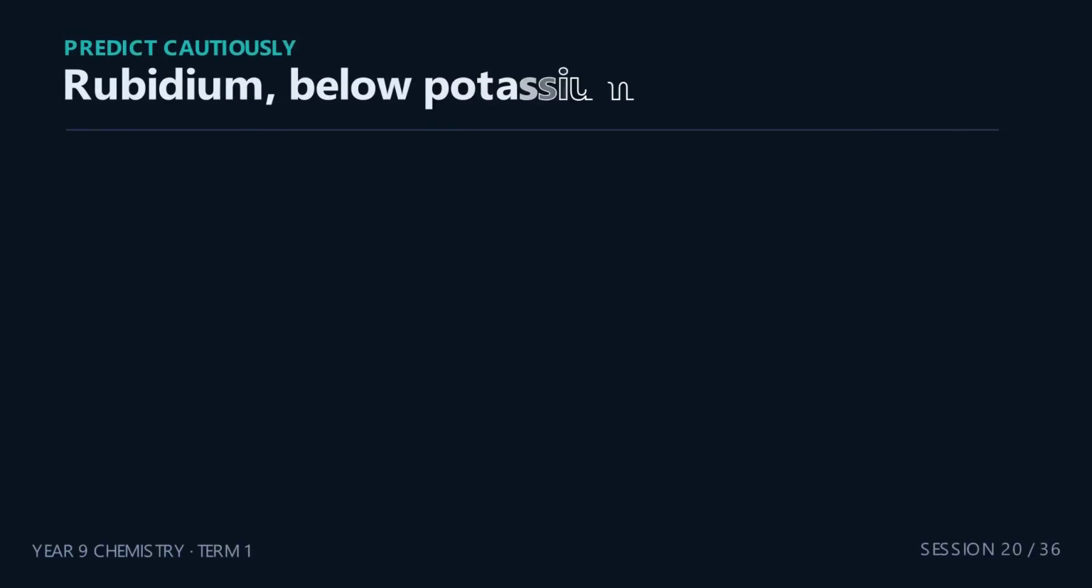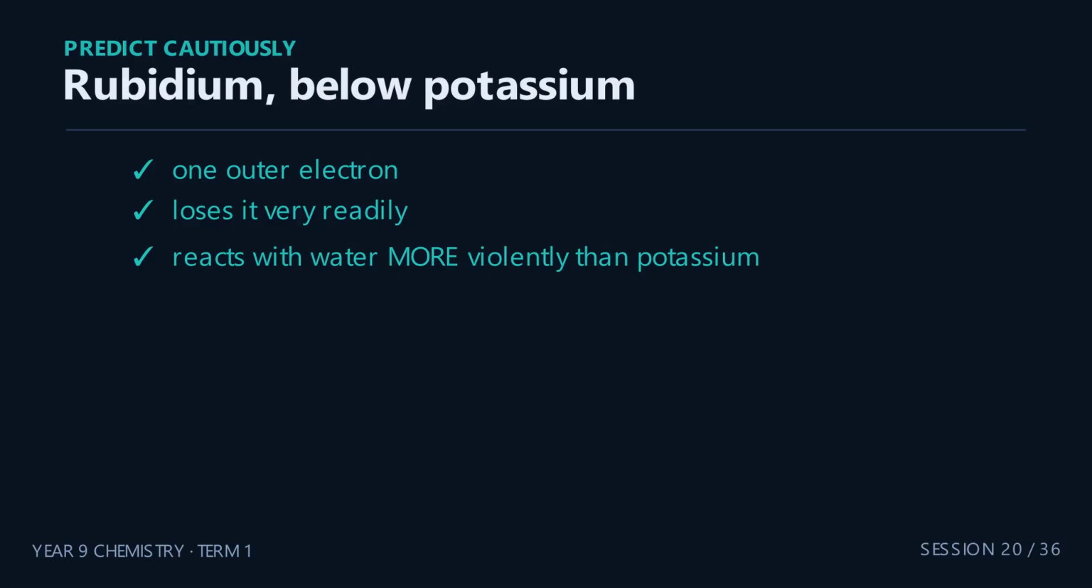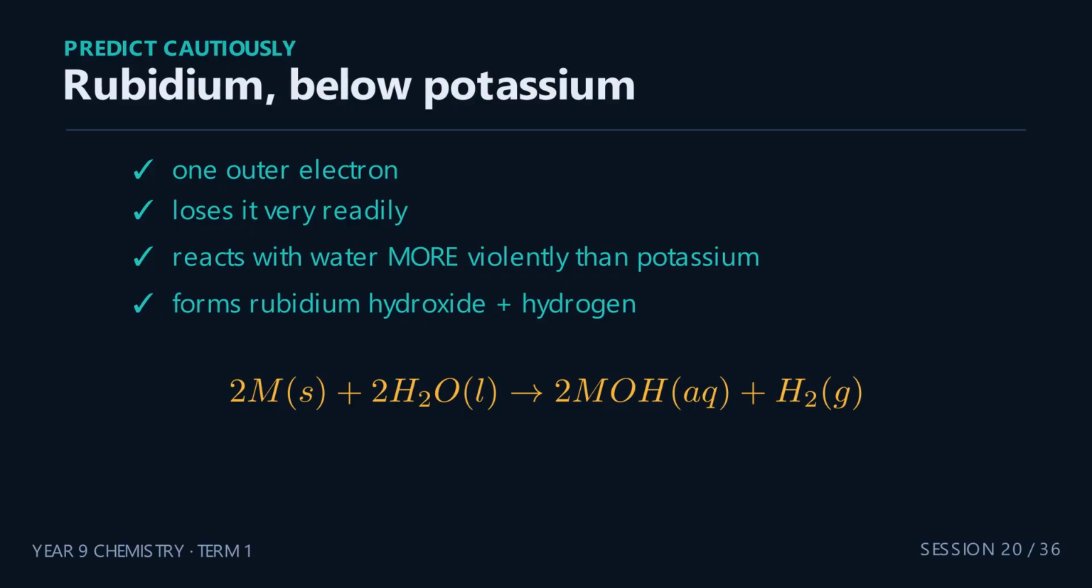Now predict. Rubidium sits below potassium, so it should have 1 outer electron, lose it very readily, react with water more violently than potassium, and form rubidium hydroxide and hydrogen. Notice the prediction is qualitative, more violent, not a number, and certainly not an invitation to try it. The general equation covers the whole family. 2M plus 2H2O gives 2MOH plus H2.